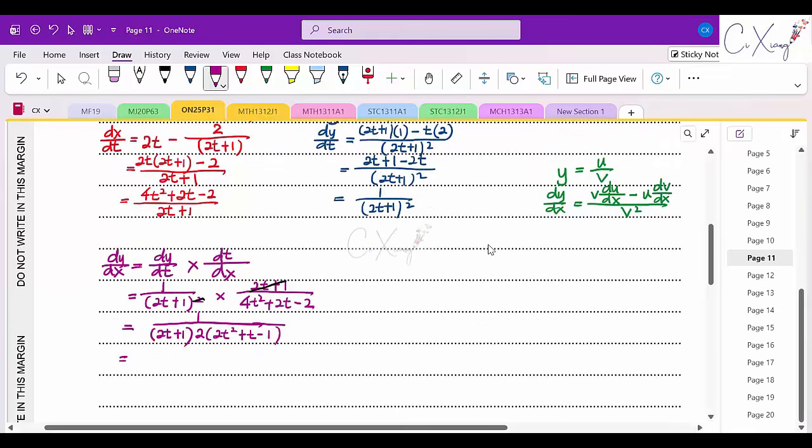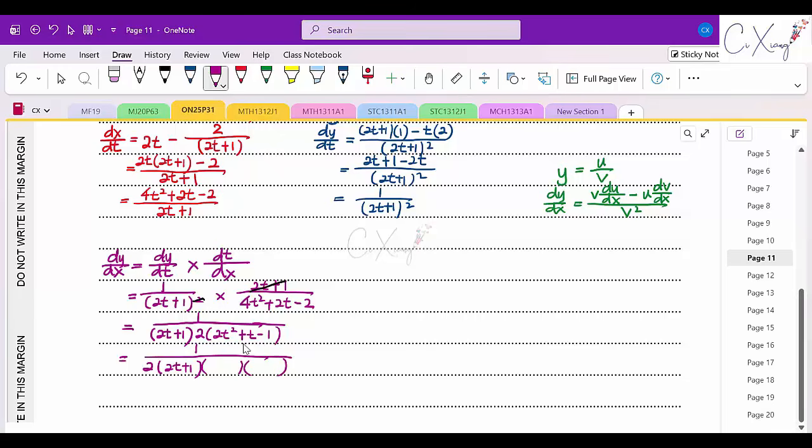Okay, continuing further, I will be having 1 over 2, then 2t plus 1. For this quadratic expression, you can further factorize it into smaller brackets. So what do we have here? I'm having 2t and t, then 1 and 1. I want to have positive 1, so this is plus and this is minus. All right, so this is basically what we have for dy/dx under the parametric equation. So this is how we solve this question.